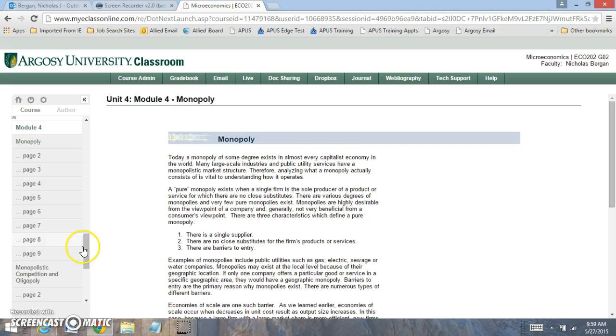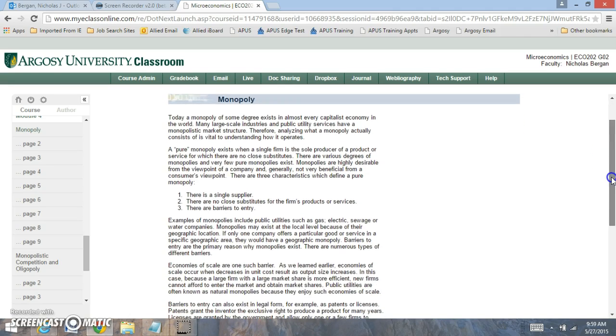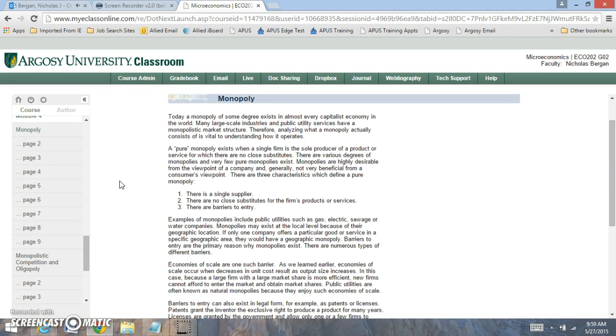In Module 4, we're going to be looking at the last imperfect market structures, which are monopolies, monopolistic competition, and oligopolies. A monopoly is a market structure that all of us consume a product from, where there is one supplier selling products that have no close substitutes. And the government regulates these firms so that only one firm will be in operation.